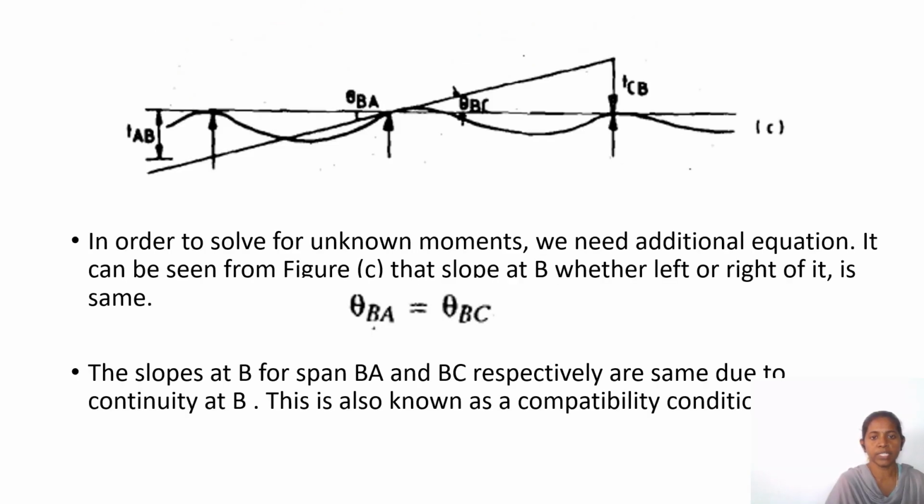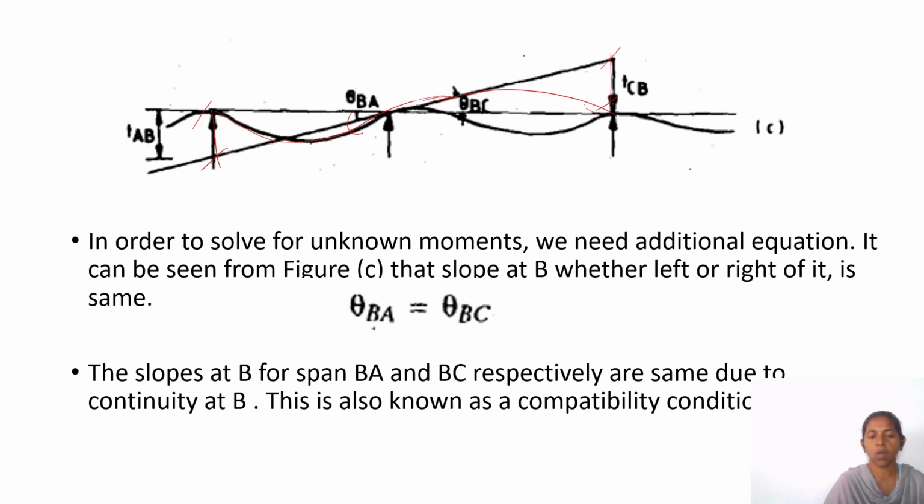So now consider the rotation and deflection diagram. This is the deflection and rotation diagram. If the rotation is like this, the deflection will be towards downward. Here the deflection will be towards upward. Here the rotation is theta B to A. Here the rotation is theta B to C. And this will be in opposite nature, B to A and B to C.